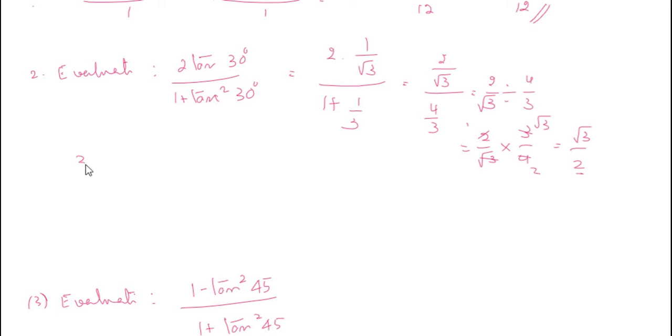If you take 3 divided by root 3, 3 can be considered as root 3 into root 3 divided by root 3. This will cancel and what will remain is root 3. That is what I have shown here.